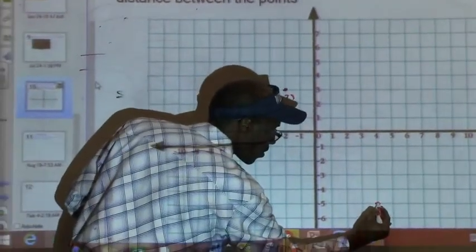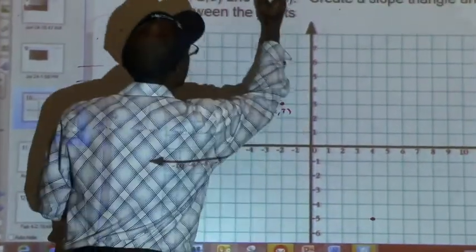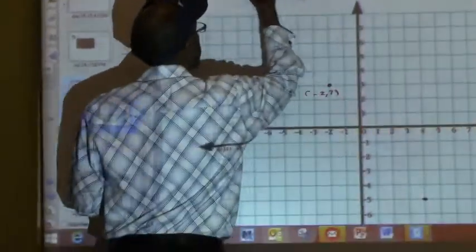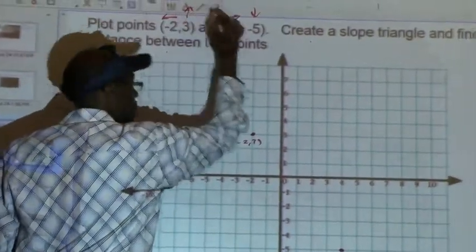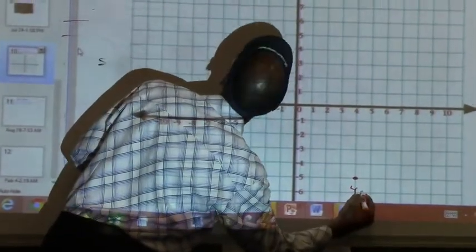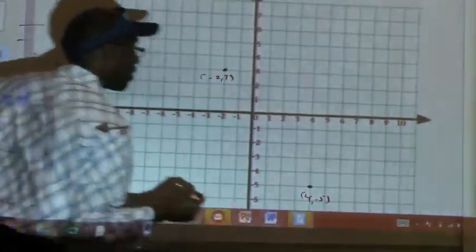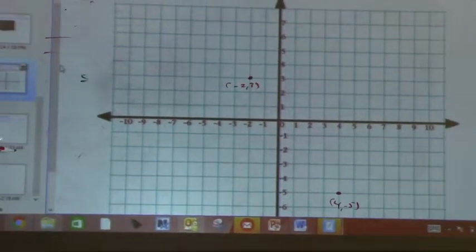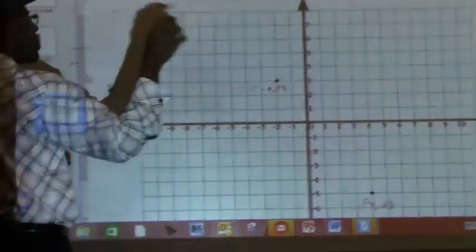Some people, this is still a mystery for them how to get these dots in. You go to the right, you go down. You back up to the left, you go up. Where are you here? These things are called coordinates. They're called points, and they're called one other thing. Plots. You plot it, you put it on there.